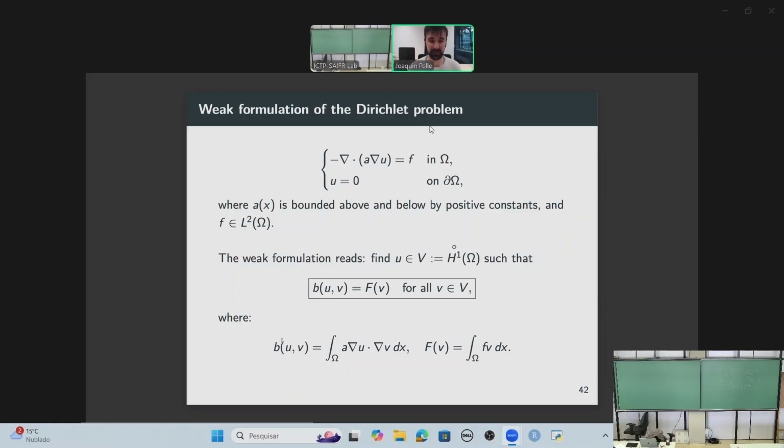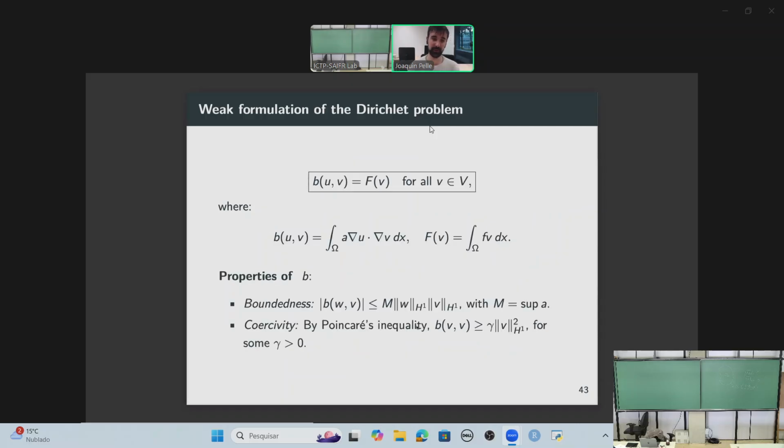And this symmetric form here has nice properties. In particular, it's bounded. We know it's bounded. So the modulus of the form applied to any two vectors can be bounded by some constant M, which equals the supremum of the coefficient A, and the product of the H1 norms of W and V. And also we know that it's coercive.